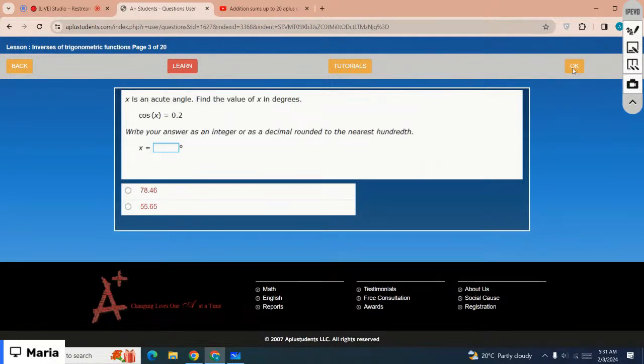Okay, the next one: x is an acute angle. Find the value of x. Now you have to evaluate the value of x and then write it down in the chat box. So, which is the correct option?